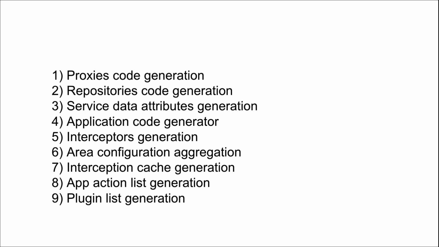The seventh one is the interception cache generation. We have a video about cache, but for example, if you are using Redis in your environment, you have that file inside app/etc, you have an env.php there, and there you have configurations. For example, all the configurations for the database and all those things.